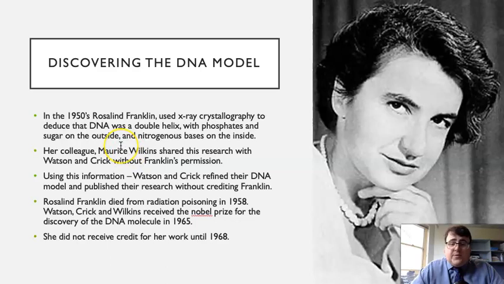She's working with someone called Maurice Wilkins in the same lab, who's good friends with Watson and Crick. He takes her research and he shares it without her permission to Watson and Crick. They then use that information, refine the model of DNA that they're working on themselves, which they had completely wrong at that point, used her research and they've fixed up what they've done, and they publish their research without ever giving credit to Rosalind Franklin.